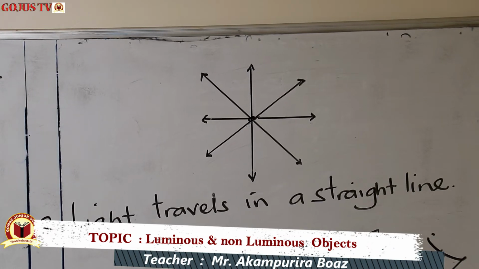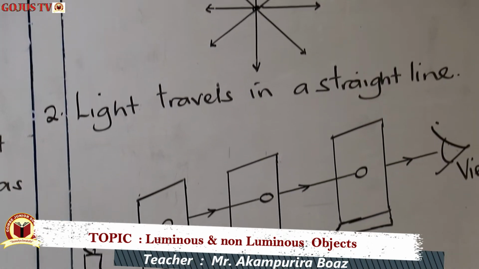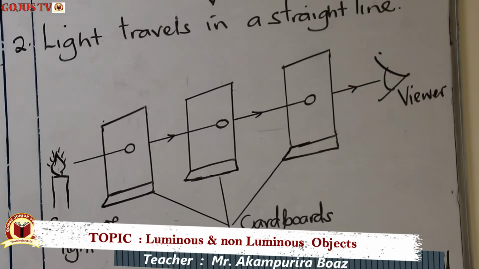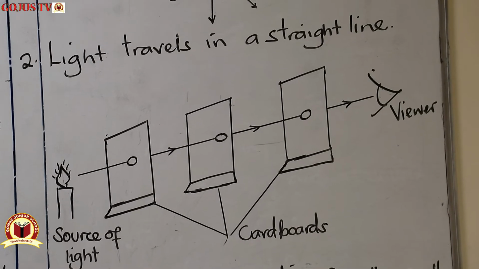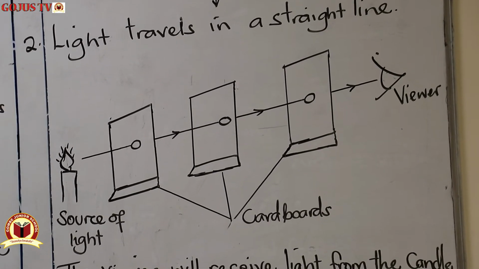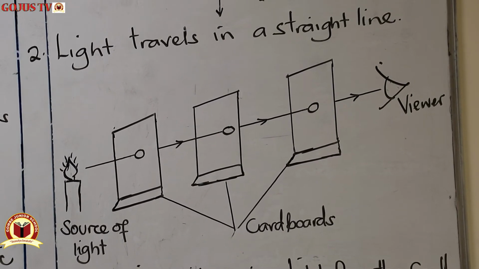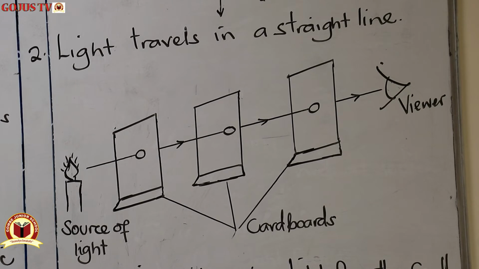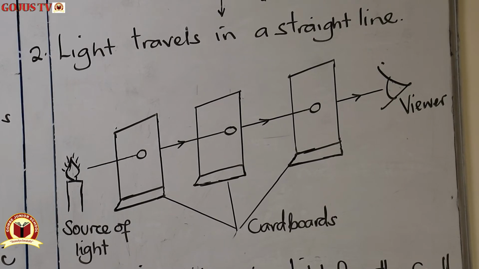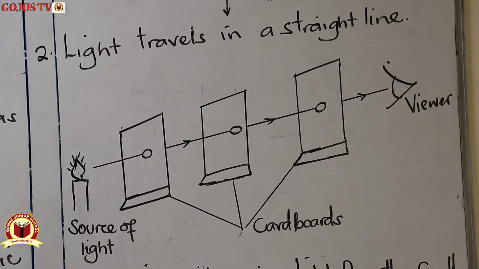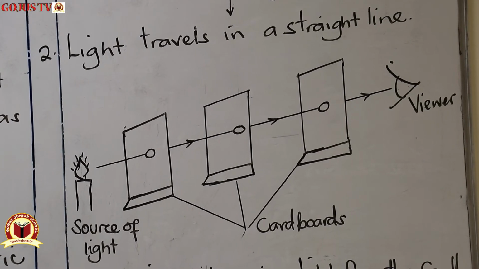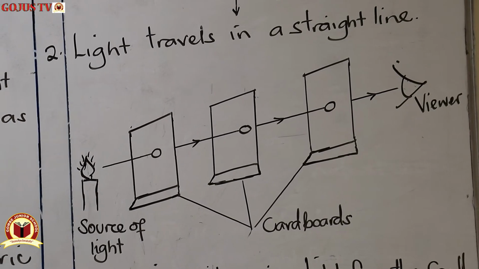Then 2, light travels in a straight line. Dear candidates, when you check in your workbooks, there are several diagrams illustrating how light travels in a straight line. We have this one where we used cardboard boxes. Then there is one where we used a straight pipe, to show that light is able to move in a straight line.